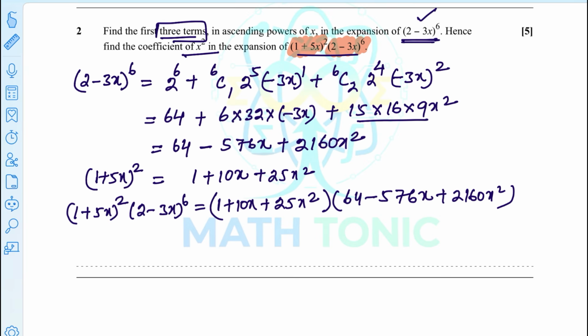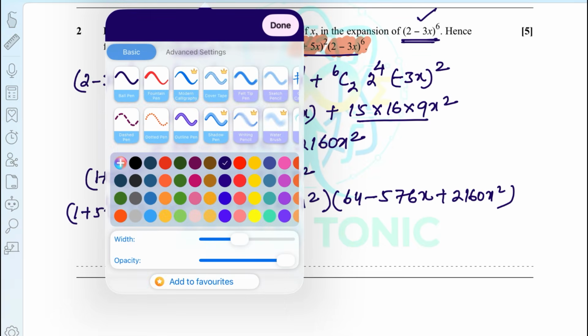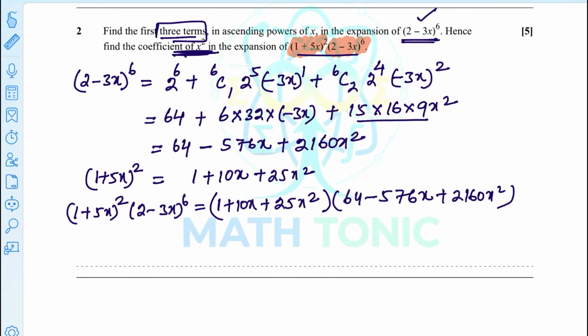So, listen, we need to find the coefficient of x squared, right? Then which two terms multiplied will give you that x squared? So for this question, you can see here that 1 times 2160, so we can say 1 times 2160x squared will give you the x squared term. Let me write it down here: 2160x squared, right?